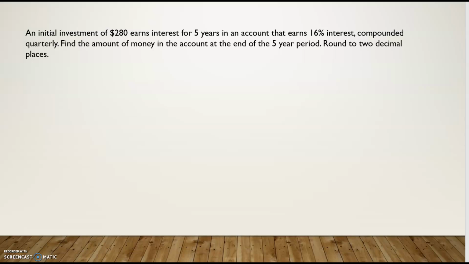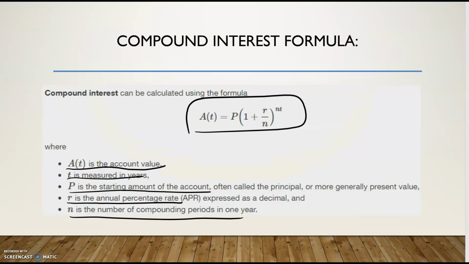Alright, this is 6.1 part 3. We are talking about the compound interest formula. So this is the compound interest formula right here, where P is the starting amount, R is the rate, N is the number of compounding periods in 1 year, and T is measured in years.